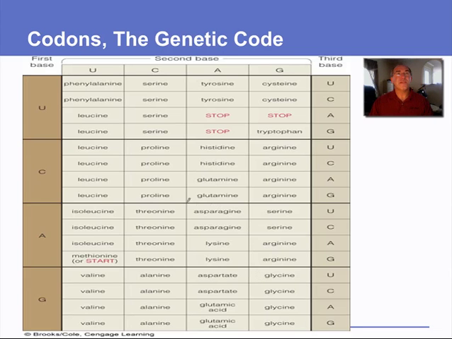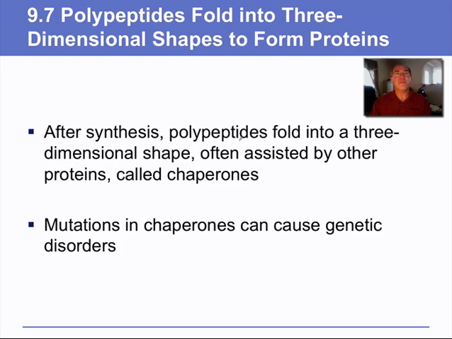Remember the genetic code? Again, we've got those 3 stop codons. Here they are. Here's 1, here's 2, here's 3. And if you look, they are UAA, UAG, and UGA. Once we have made a polypeptide, that's not the end of the story. The polypeptides need to form a 3-dimensional shape so that they can perform a function. And so these shapes are sometimes assisted by other proteins called chaperones.